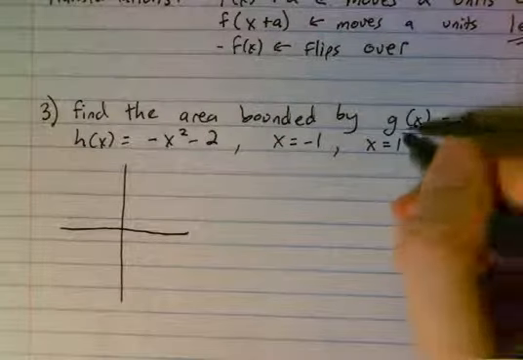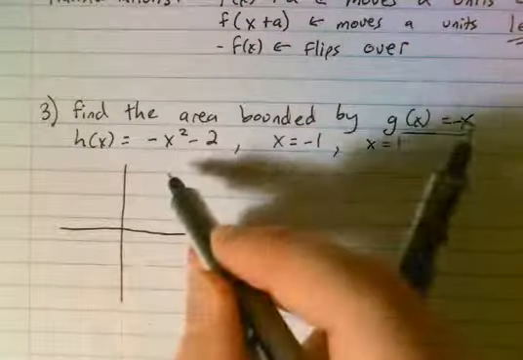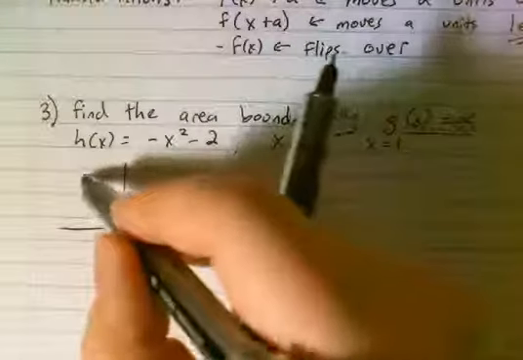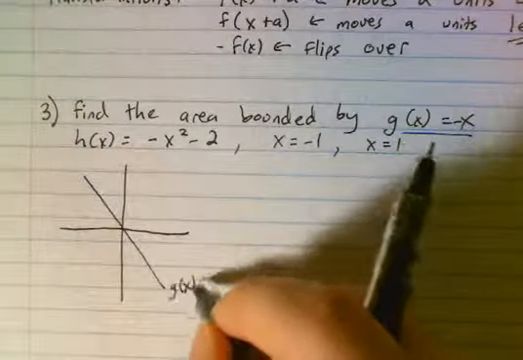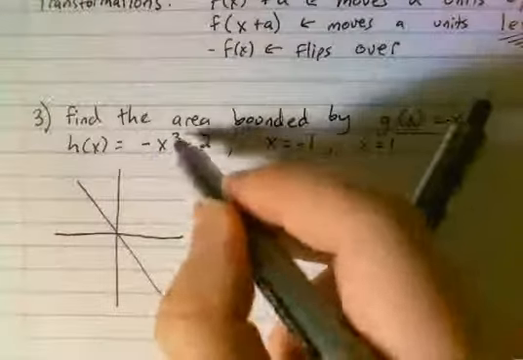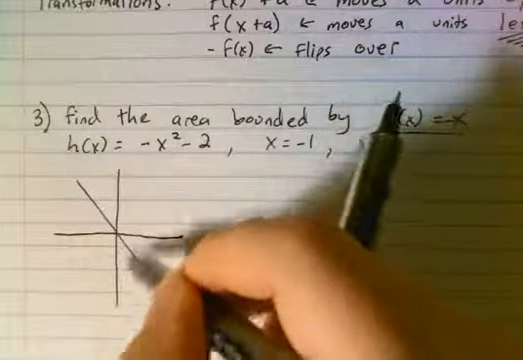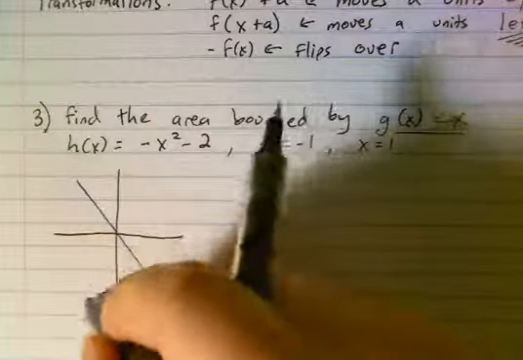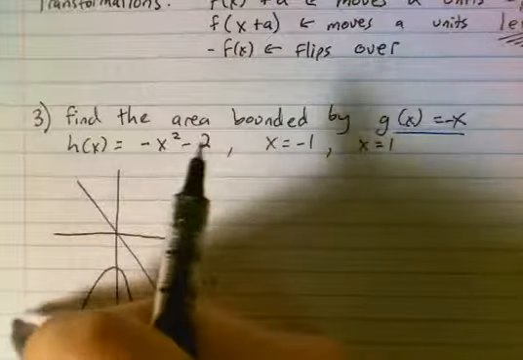And let's start off with g of x equals negative x. We know that normally x looks like this. A negative x flips that over, so we're going to have a function going down like this. And then negative x squared would look like this. It's negative, so it's been flipped over. Minus 2 moves it down 2. So we're going to have something that looks a little bit like that.